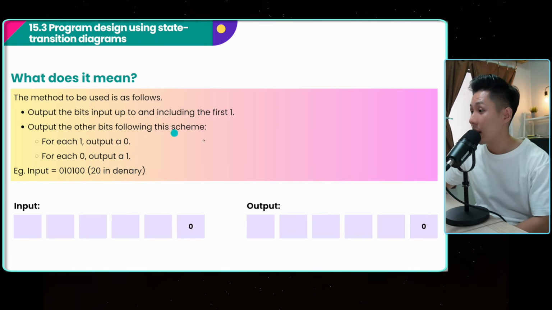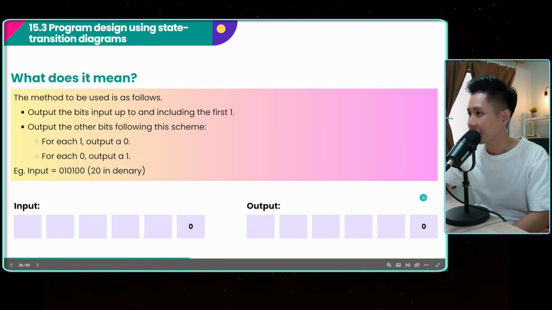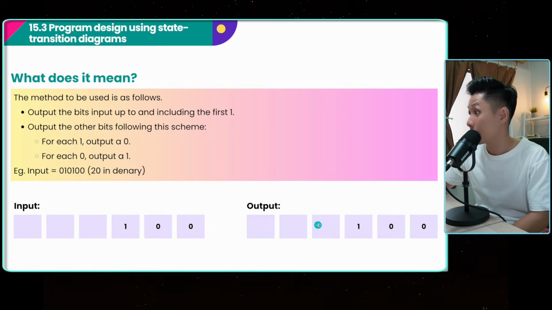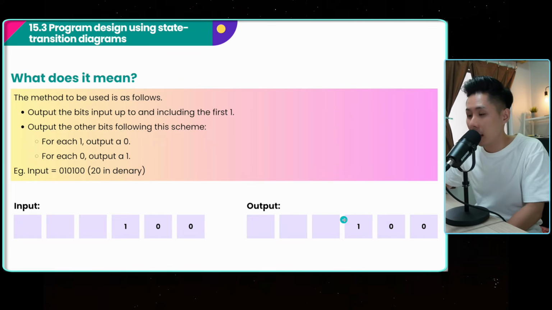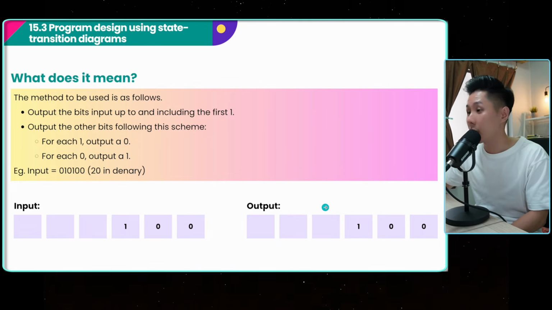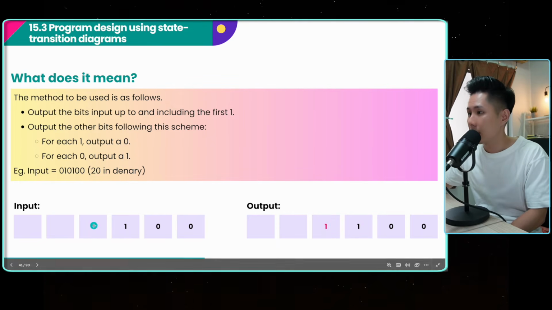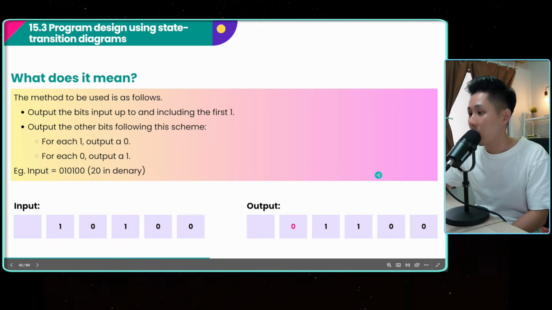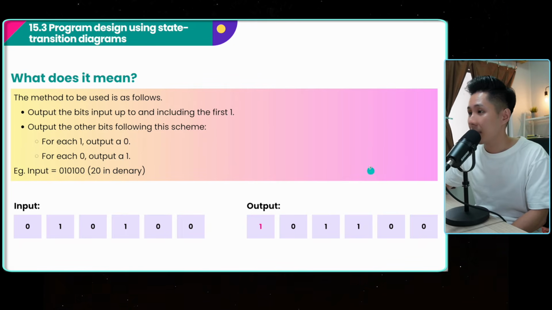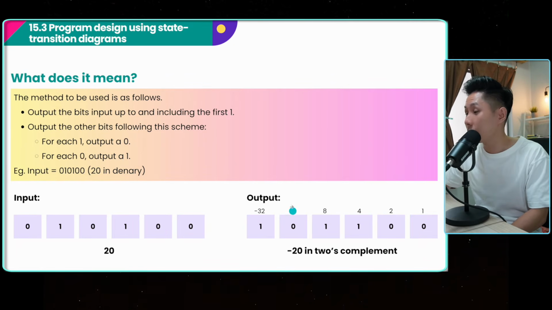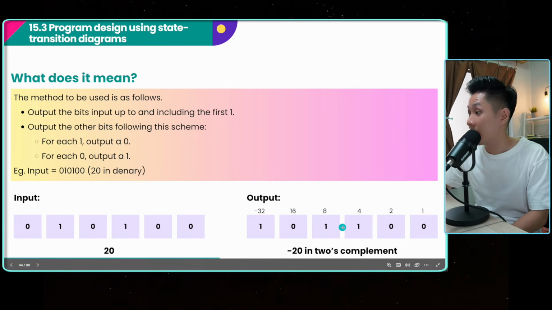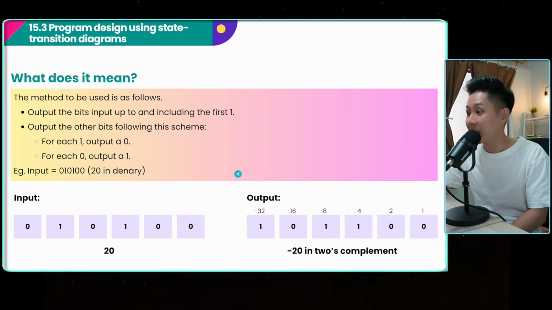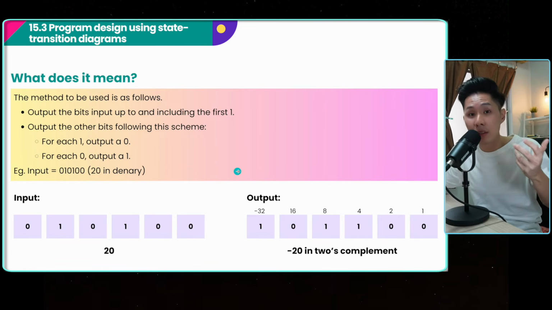Using the algorithm, whatever the user inputs, 0, I'm going to output 0. Until the first one, I'm still going to output it. But that tells me that, oh, after the first one, I'm going to follow the other scheme. So for each one, output is 0. So input is 0 and output is 1. For each 0, output a 1. 1, you output 0. 0, you output 1. And if you were to calculate it using the 2's complement method, you'll find out that, hey, using this algorithm, I already got negative 20 in 2's complement. So this is the method, of course, to explain what the question actually means.